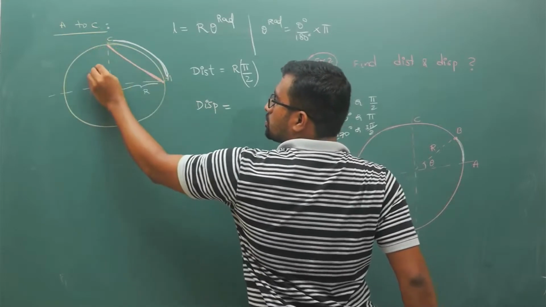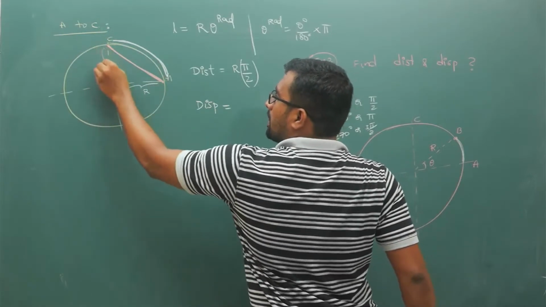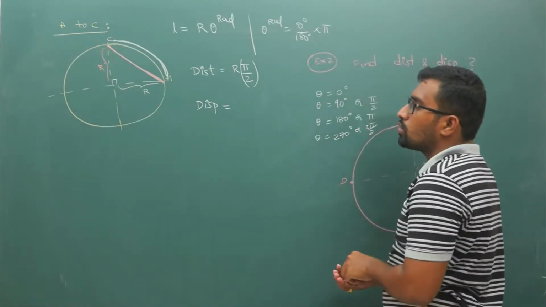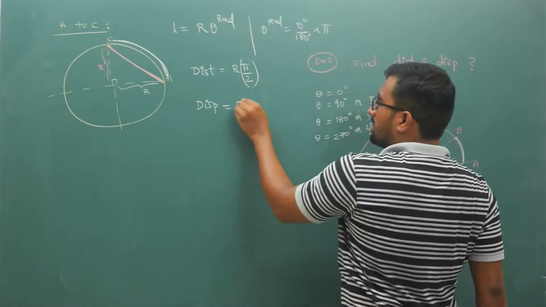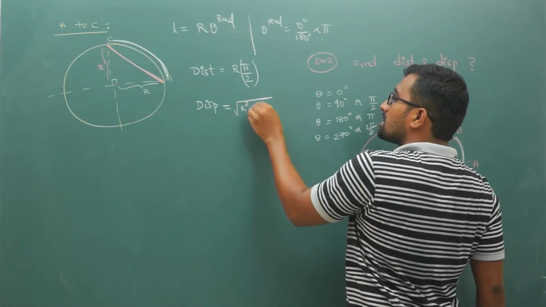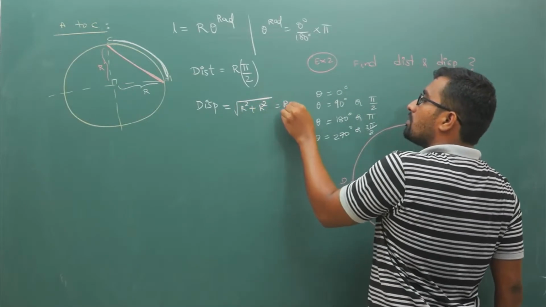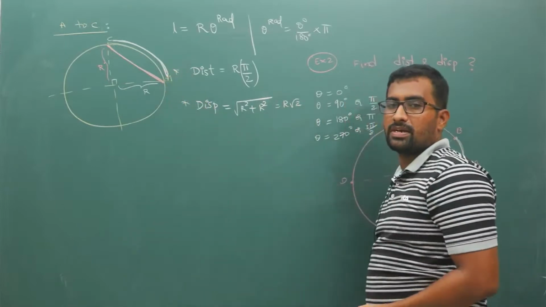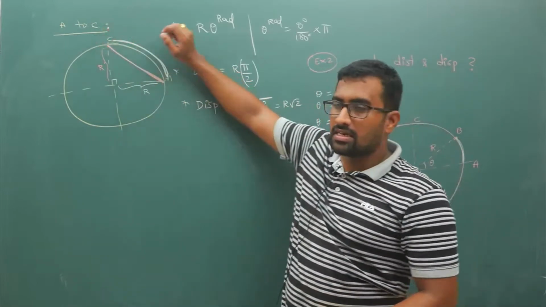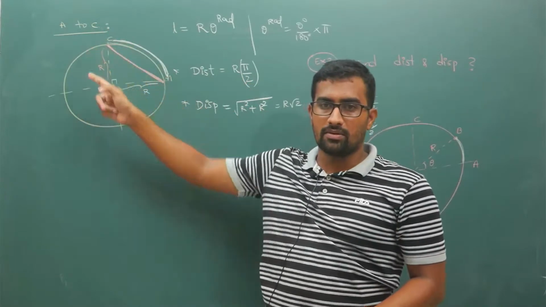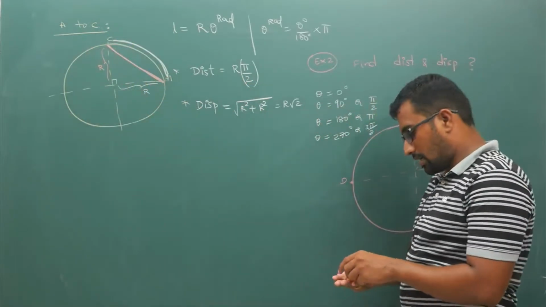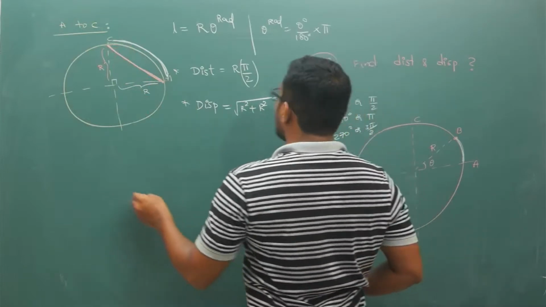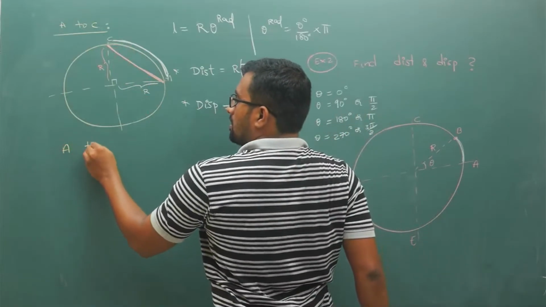Now here these two sides are equal. So this part is R, this part is R. So it is R root 2 because of Pythagoras theorem. It is under root R square plus R square, that will give you R root 2 as your displacement. So displacement is shortest distance. Distance is total length of path covered. Okay, right?